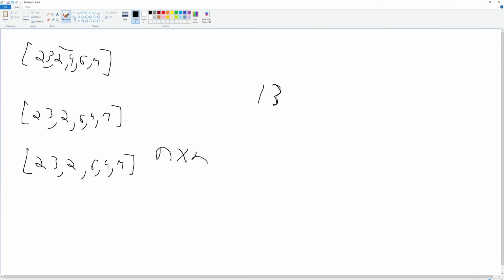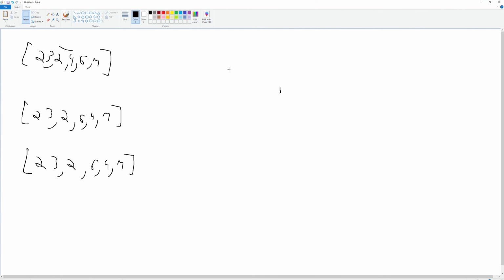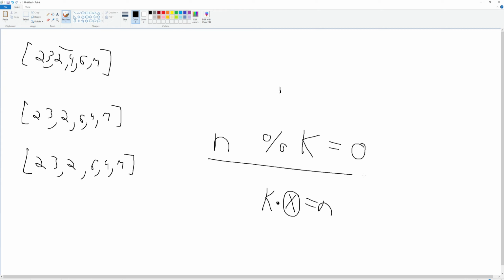So we need to figure out a more efficient way of figuring out if there is such a subarray. Let's think of what the question is actually asking. It's saying, is there an integer n that's a multiple of k? What does a multiple of k mean? If you have some n that's a multiple of k, that means k times x equals n for some integer x. Another thing it means is n mod k is 0, and that's what we can use. The other thing we're going to be able to use is that we have contiguous subarrays, so that's also going to be important.